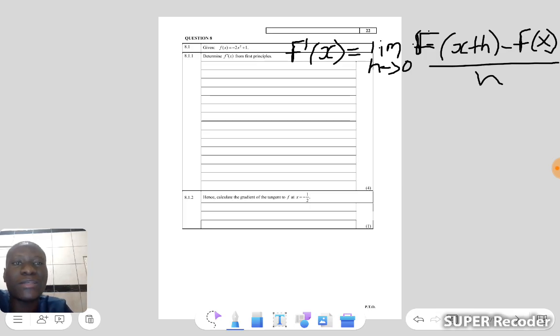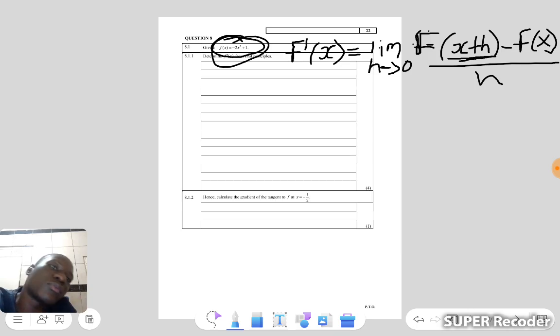It's very easy. So what we need to do here, from this general formula that I have underlined: wherever you see x, you have to add x plus h. This is what this formula is talking about. Wherever you see x in this general formula, you have to put x plus h. If you put x plus h, you will be able to solve.